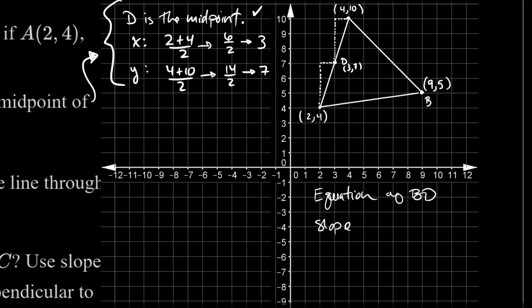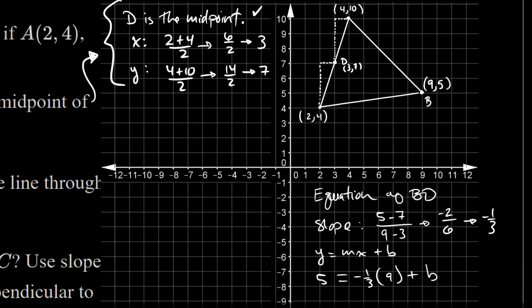So for the slope, looking at my change in y's, I'll go 5 minus 7, which is negative 2, and then I'm going to go 9 minus 3, which is 6. So I'm going to have this negative 2 over 6, which is negative 1/3. So my slope is negative 1/3. Then I could use either one of those points. y equals mx plus b. I'll use the point 9, 5. So 5, my y value, is equal to negative 1/3 times x, which is 9, plus b.